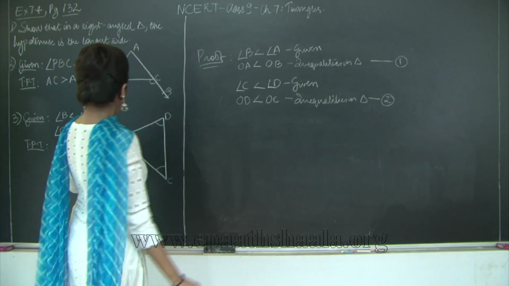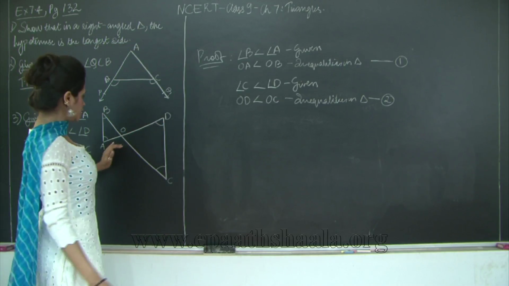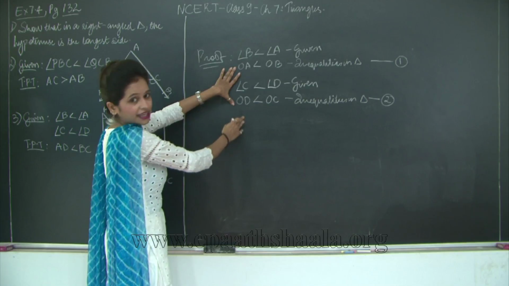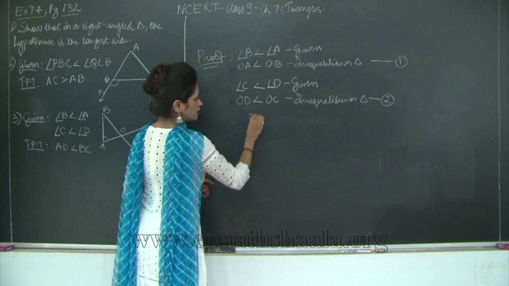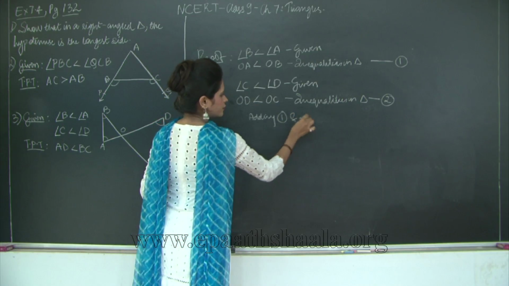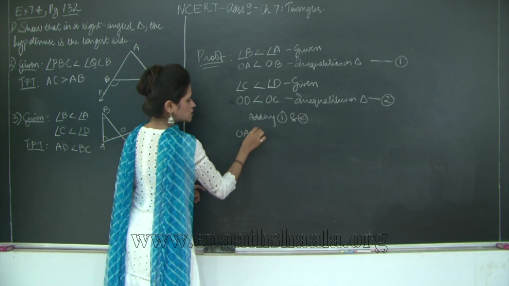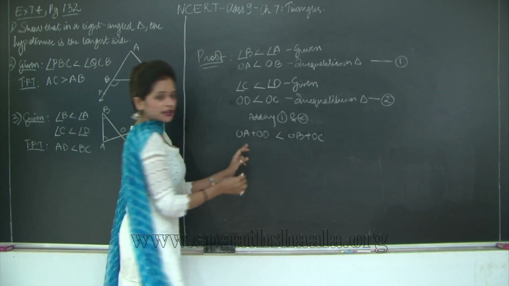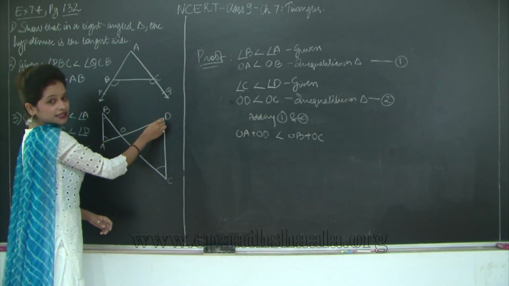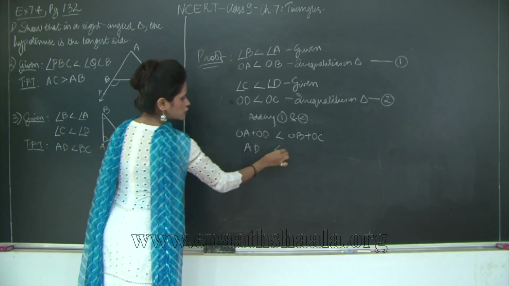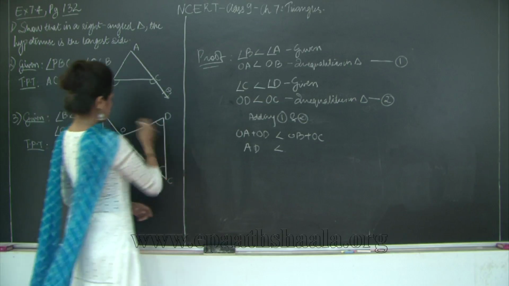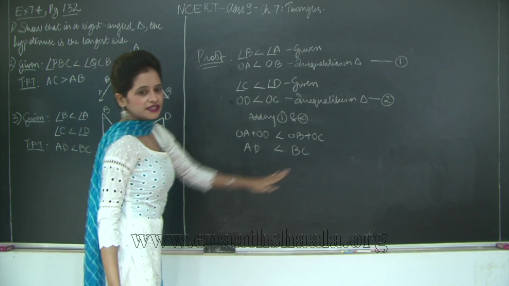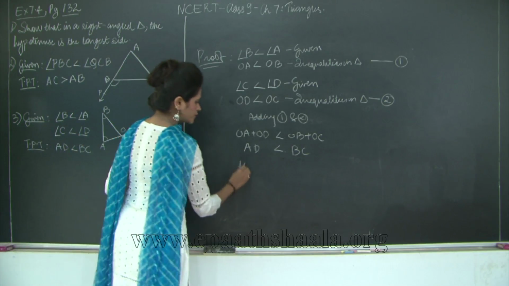Now what we are going to do is, we have OA and OD making up AD. Correct? So we need AD. So if I take the left hand sides of 1 and 2 and add them up, what do I get? OA plus OD is less than OB plus OC. But OA plus OD is what? OA plus OD is AD. Also, OB plus OC is what? BC. Therefore, we have proved that AD is less than BC, which is required. So, I will say hence proved.